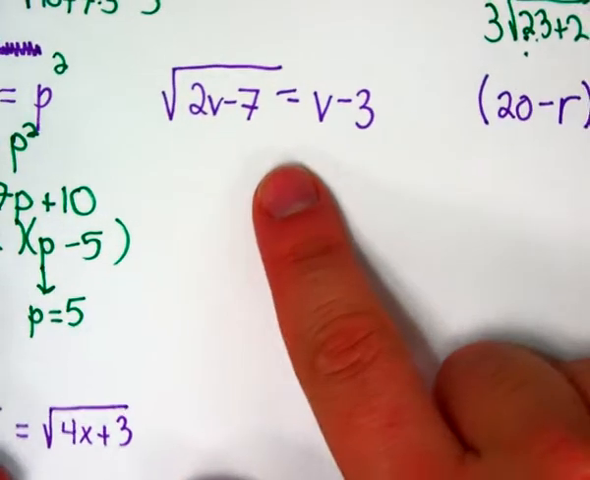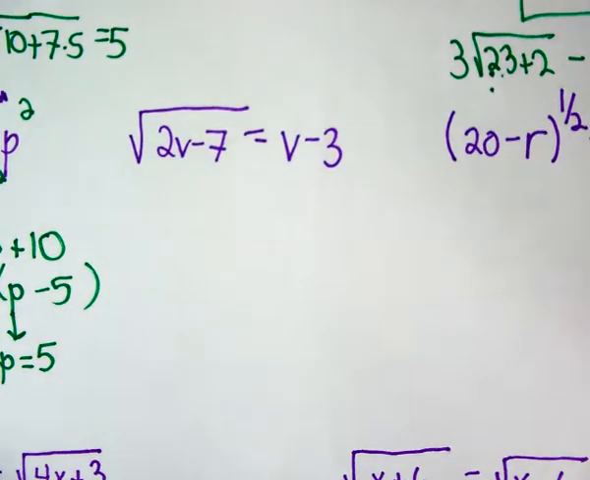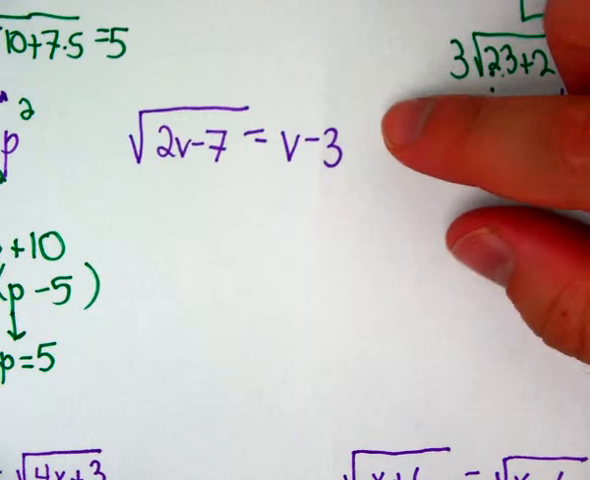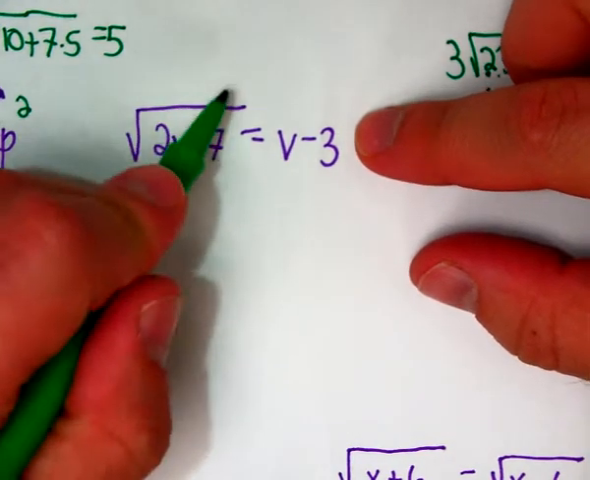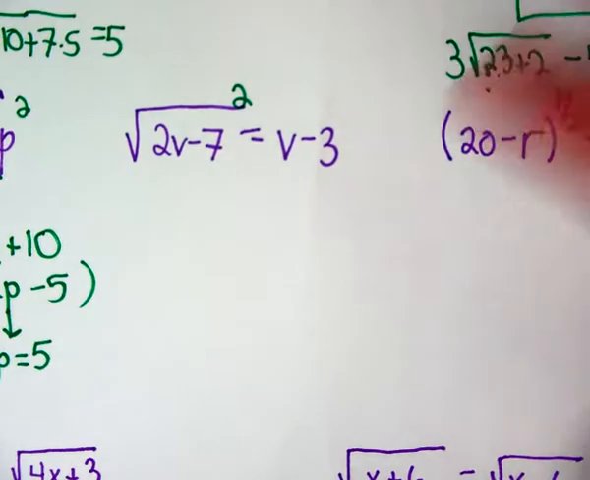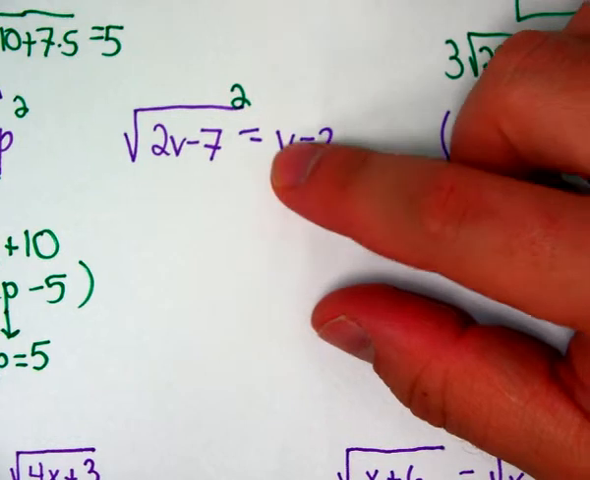All right, go on to this fifth example. Square root of 2v minus 7 equals v minus 3. The square root is isolated, so let's square both sides. Now this you have to be careful. We have to square the whole binomial.